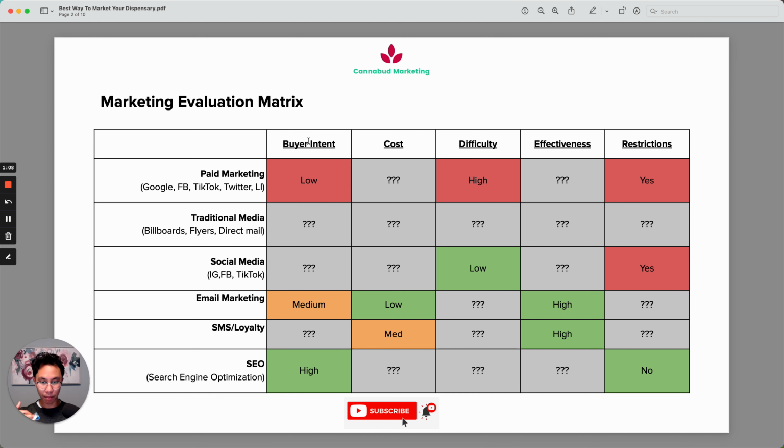Then on the top, we put a category which we think would factor into the decision-making process, whether we want to move forward with that strategy or not. For example, if something costs $1 million, obviously it's not feasible even if it has 100% effectiveness, because we don't have that $1 million. The categories I'm going to talk about are buyer intent, cost, difficulty, effectiveness, and the restrictions on the platform itself. I'll go into much more detail in the following slides.